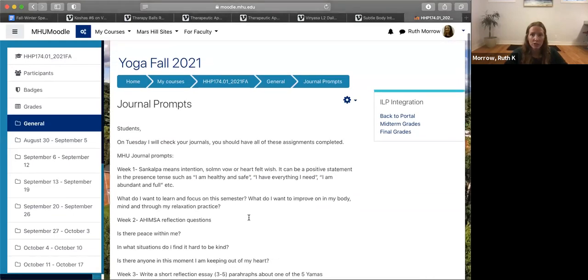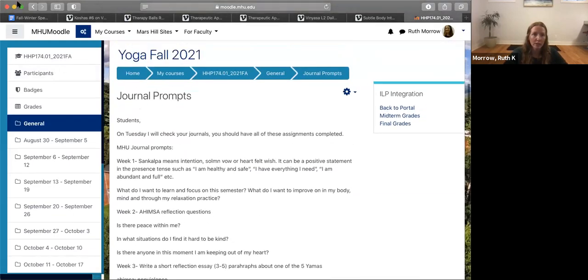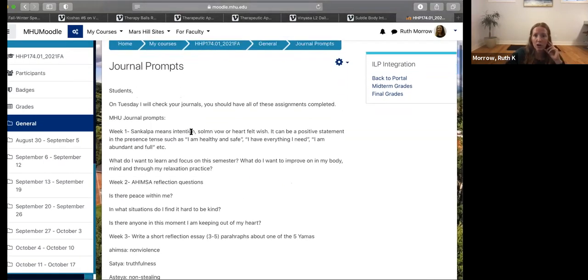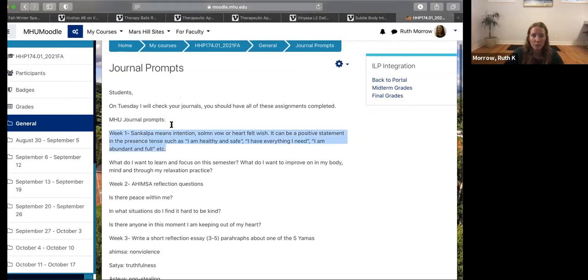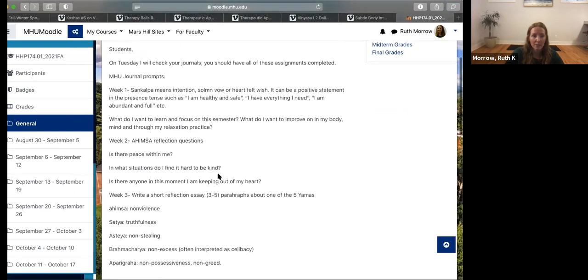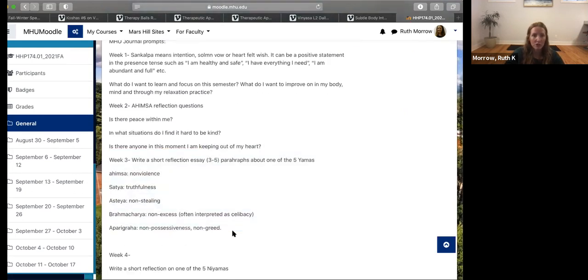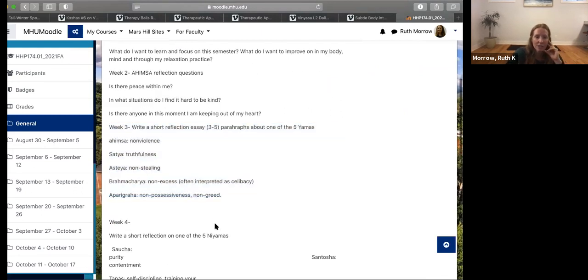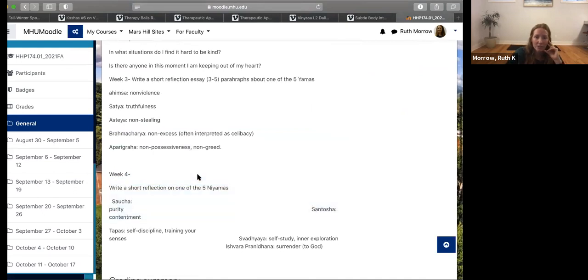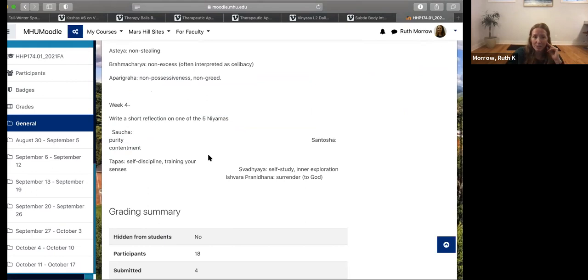So I'm going to share my screen just in case you didn't know. In Moodle, here is an assignment. These are the journal prompts from the whole semester. The first week we talked about sankalpa, intention. The second week we focused on the first yama, ahimsa. The third week you were to choose a yama to focus on and write about that. We did that in class. 4th week, niyamas. And 5th week, which is this week, is mindfulness. And then the last week, next week, will just be your final cumulative reflective essay.